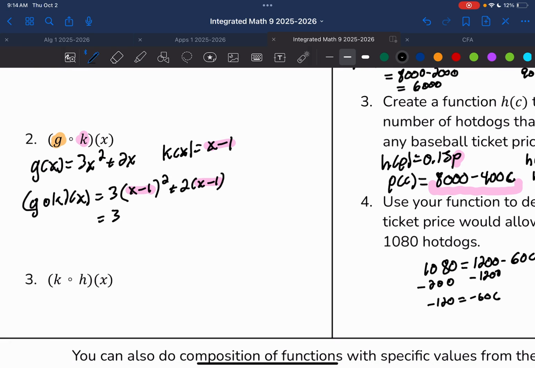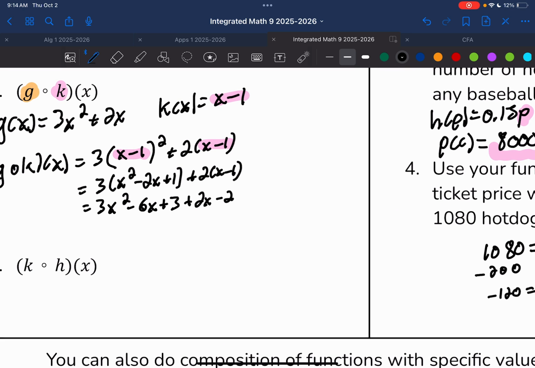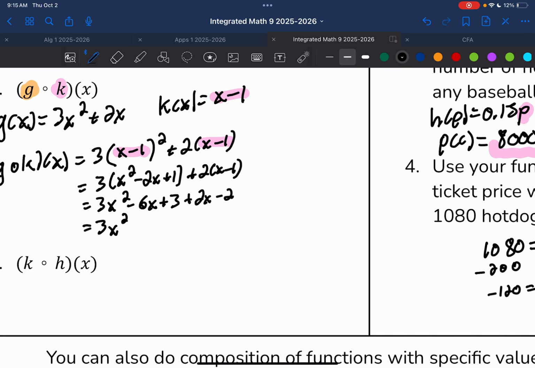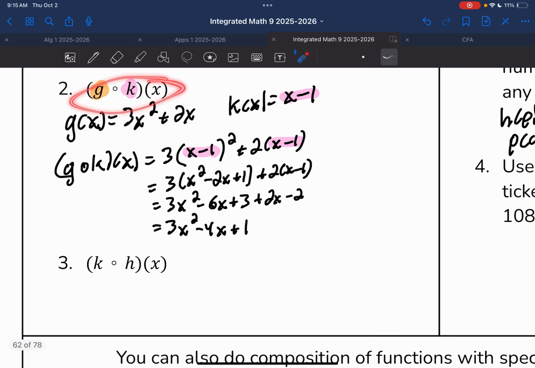And so now we need to expand this a little bit and we can simplify by turning this into 3 times x squared minus 2x plus 1 plus 2 times x minus 1. I just evaluated the square here, meaning that's equal to 3x squared minus 6x plus 3 plus 2x minus 2. And that means if we combine like terms, we get 3x squared minus 4x plus 1. And so this would be g of k of x.